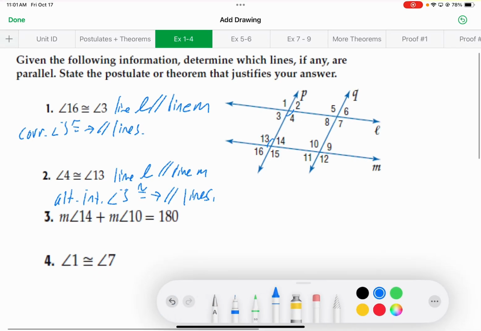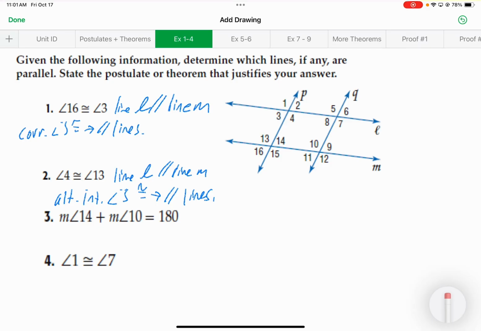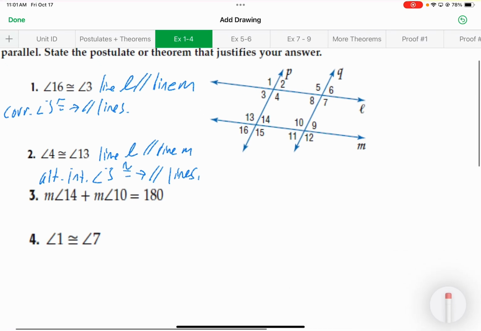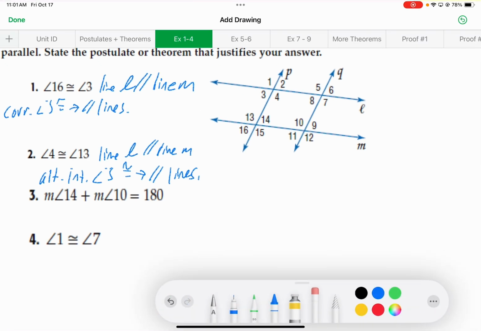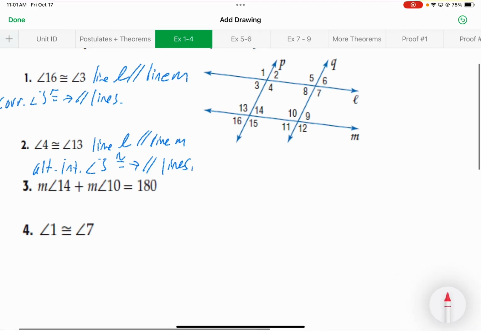All right, 14 and 10. All right, so 14 is here. All right, so it says 14 and 10 equal 180. So I'm not going to put that they're congruent in the picture. I'm going to show that they're 2 different angles. But those 2 add together to equal 180. What type of angles are those? Good, Alyssa. Consecutive interior angles. I have that they're supplementary. That's what I want to have.